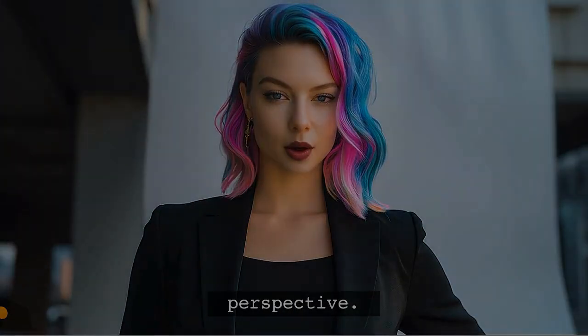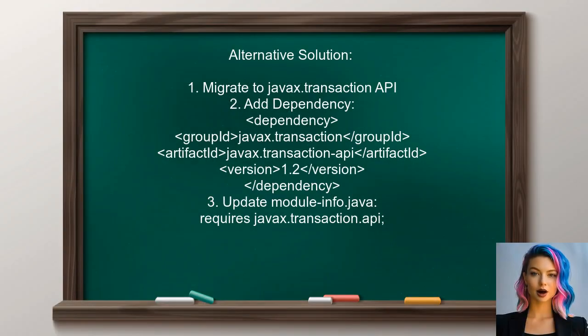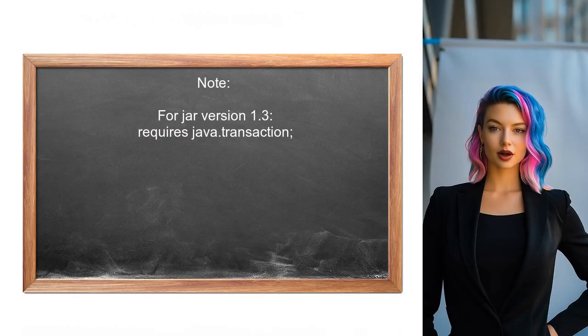Let's see another perspective. An alternative solution suggests migrating your code to use the javax.transaction API instead of the deprecated java.transaction module. This involves adding a dependency for javax.transaction API version 1.2 to your project. Additionally, for jar version 1.3, you need to require java.transaction in your module-info.java file. This ensures compatibility with the latest updates.